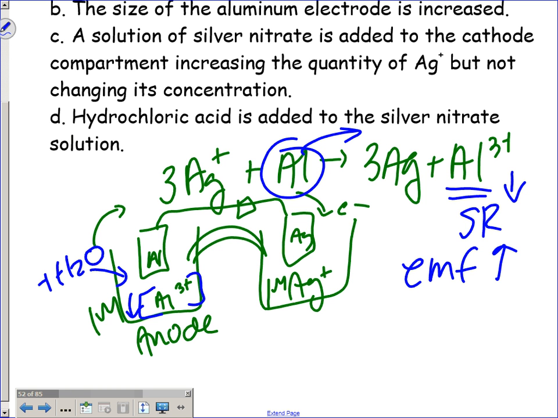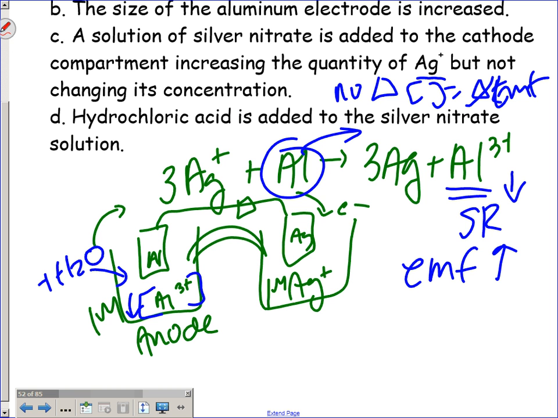If you take silver nitrate, you add some silver ion, but it's not going to change the concentration, what's going to happen to equilibrium? Nothing. No change. No change to concentration. No change to EMF. Okay? If you're not changing concentrations, you're not going to change the electromotive force because there is no additional stress on the driving force. Adding hydrochloric acid will do what?